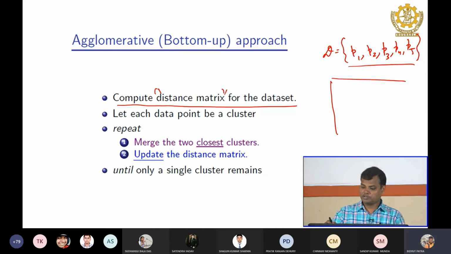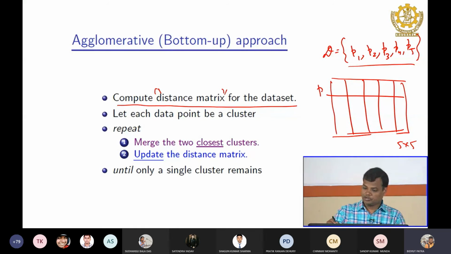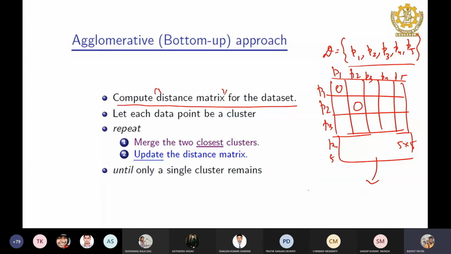So we compute a matrix of size, because there are 5 points, it is a square matrix of size 5 cross 5. And what do you do? From point P1 to all other points P2, P3, P4, P5, we find the distance. Distance from P1 to P1, obviously, is 0. Similarly, P2 to all other points you find the distance, P3 to all other points, P4 and P5 and so on. So this is something called the distance matrix. So the first step is done: compute the distance matrix for the data set.